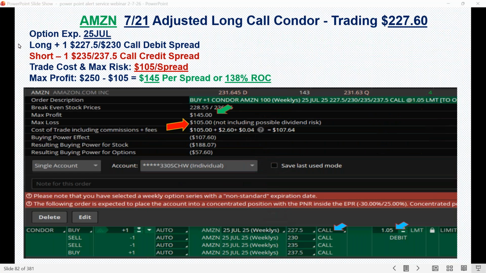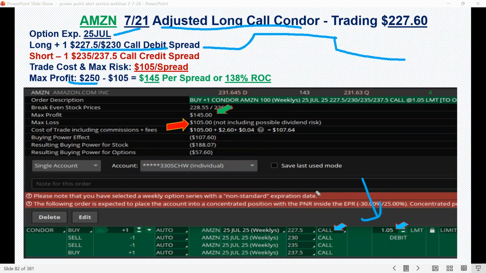And so here was the trade setup that we adjusted into. So long the 25 July 227, 230 call debit spread, and then short against the 235, 237 credit spread. So I had this adjusted trade, $2.5 wide spread, cost $105, potential profit 105, 138% return. So that is what the analytics were looking like on the profile.